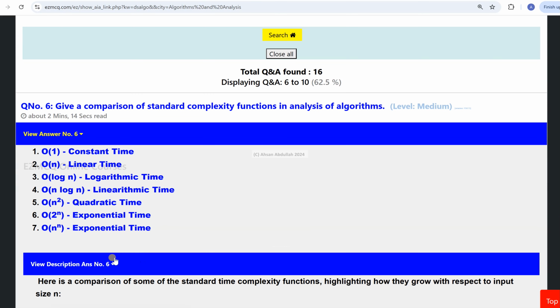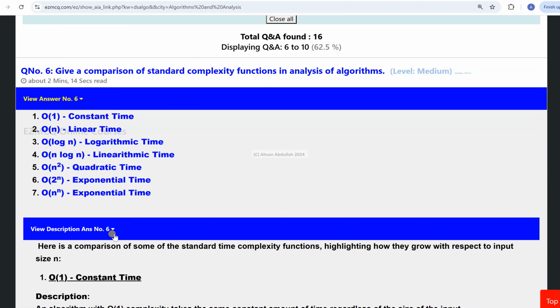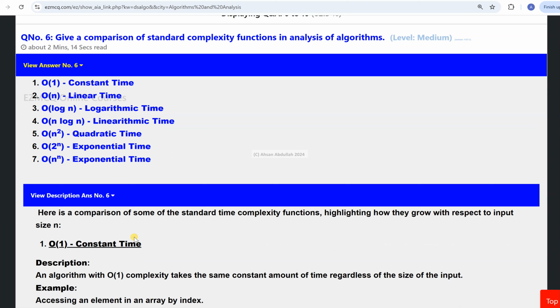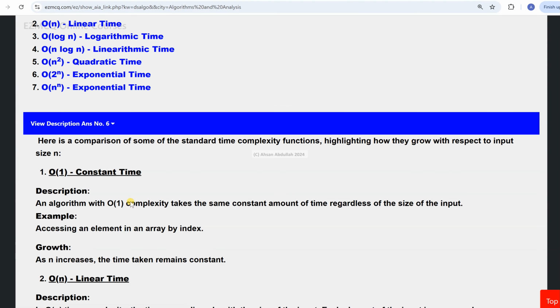So let's look at the details. You can basically click on it and see the details here also. Constant time is basically the same amount of time regardless of the size of the input. For example, if I have an array and the array size is n and I want to read the contents at a certain address by the index, reading that content at the index has nothing to do with the size of the array, independent of it.